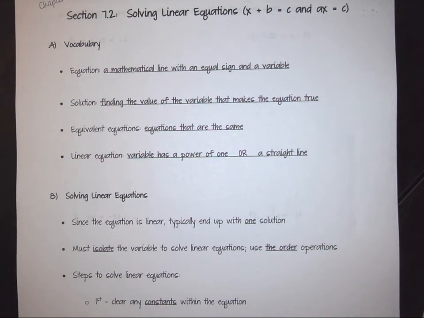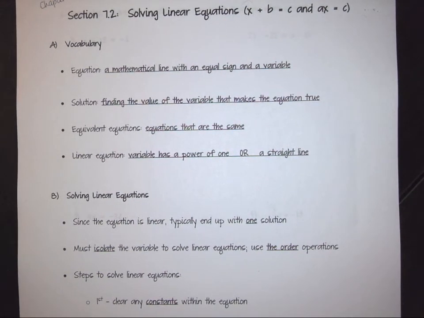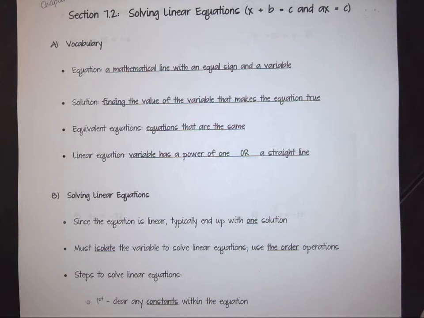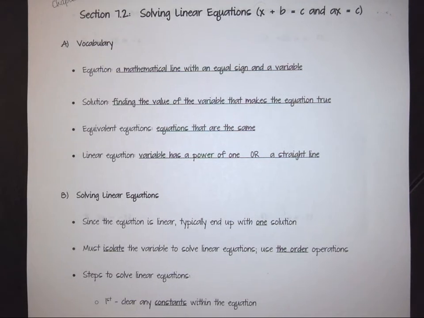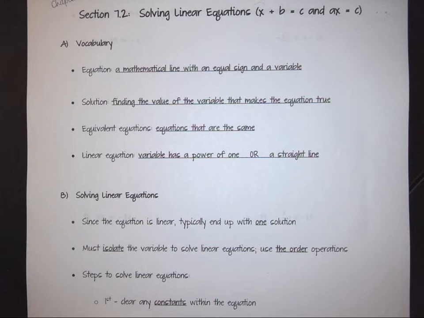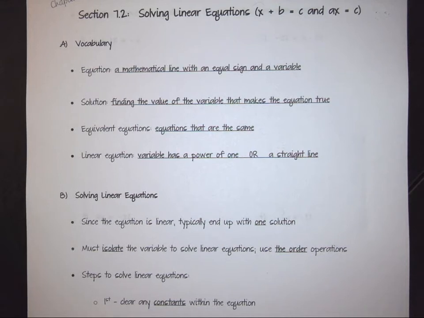Equivalent equations are two or more equations that are actually the same. Whether you've reduced them down or you've multiplied them up, at the end of the day, they're the same equation. Now, a linear equation is essentially a straight line. It's an equation that has a power of 1. It's also an equation that usually has a single variable, or at least none of the variables have any powers greater than 1.